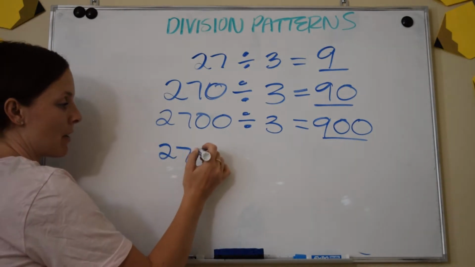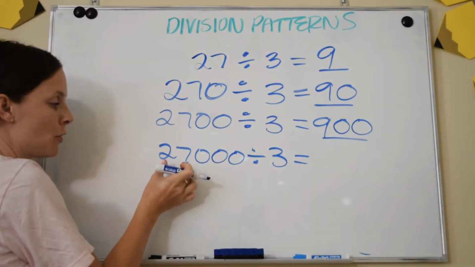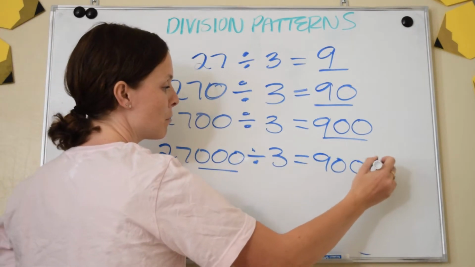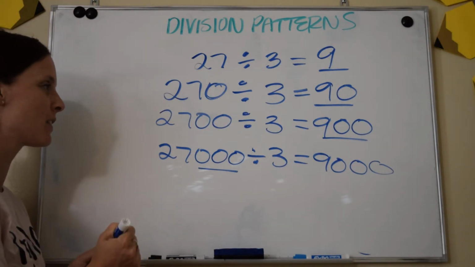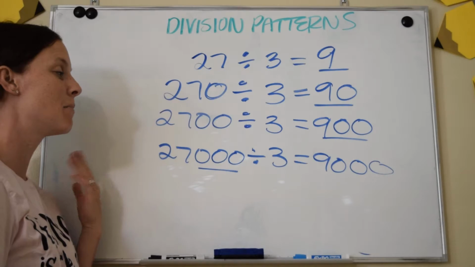What if I add another one? And now I have 3 zeros. Well, 27 divided by 3 is 9, and there are 3 zeros. So your answer would be 9,000. Isn't that so cool? I love working with patterns. It's so easy because you can find the quotient mentally.